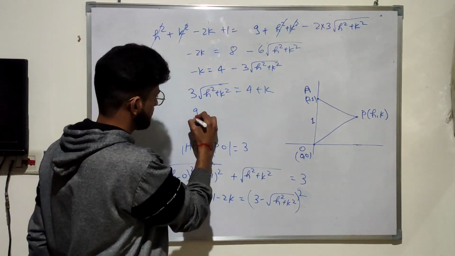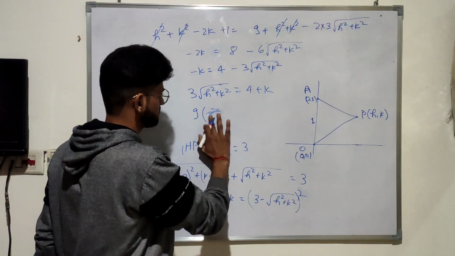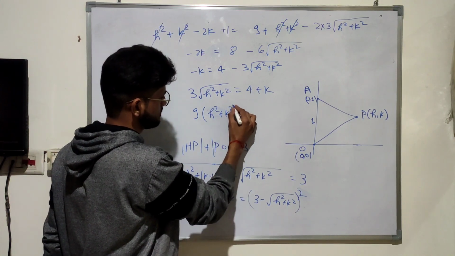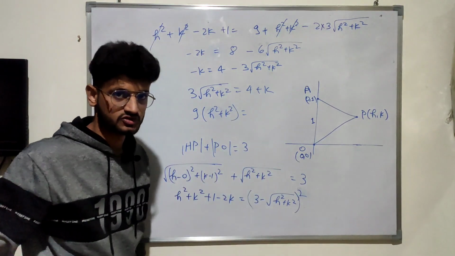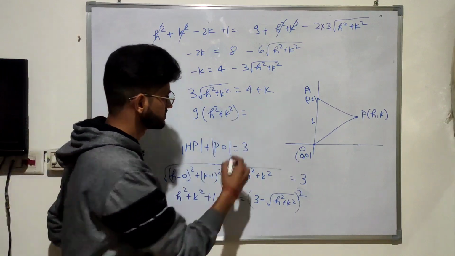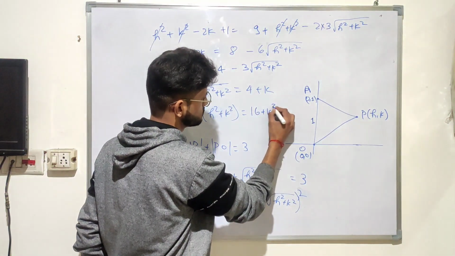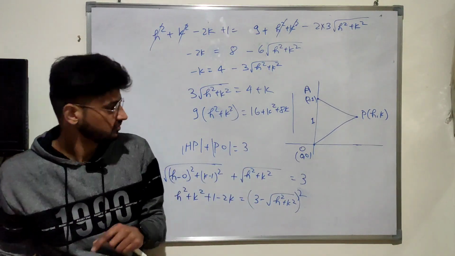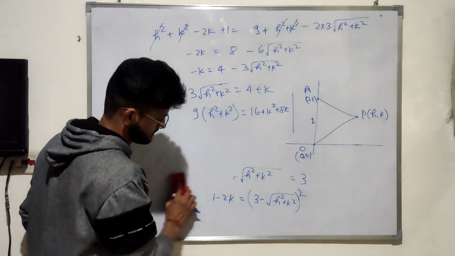So from here we can get 9 times h square plus k square, which is equals to 4 plus k whole square. So this is going to be equals to 16 plus k square plus 8k. So we need to solve it further.